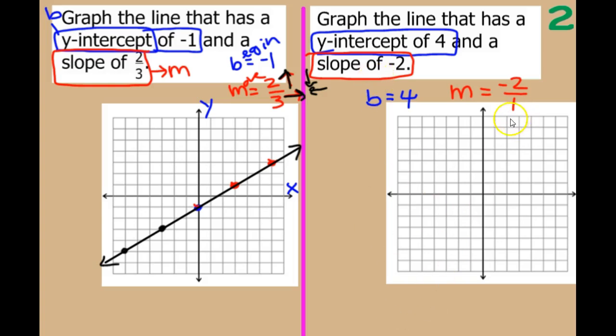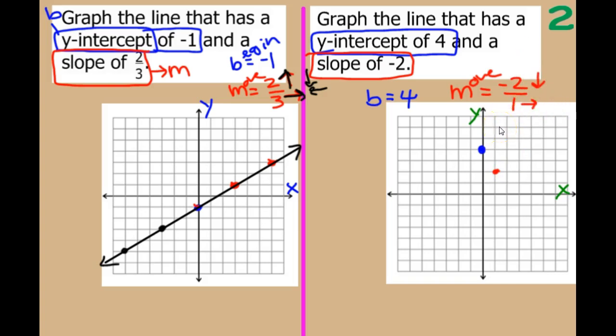So b tells me where to begin on my y-axis. It says begin at 4, so positive 4 is up 1, 2, 3, 4 right here. And then my slope tells me how to move. -2, instead of going up, it would really be going down 2, 1, 2, and then positive 1 is to the right. Rise up and down and over run.